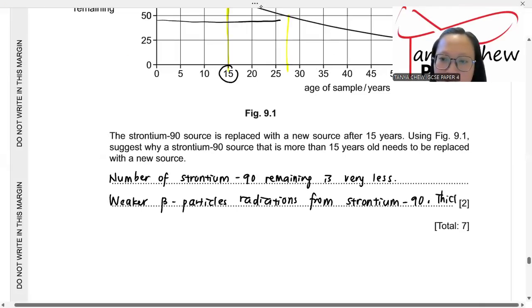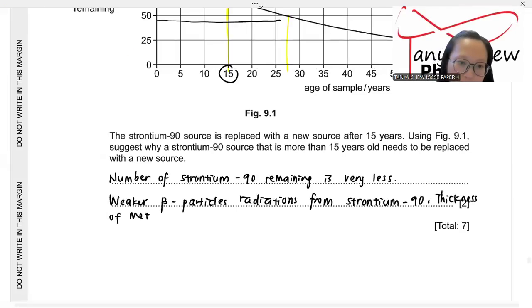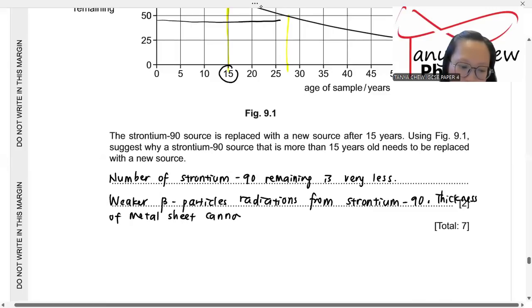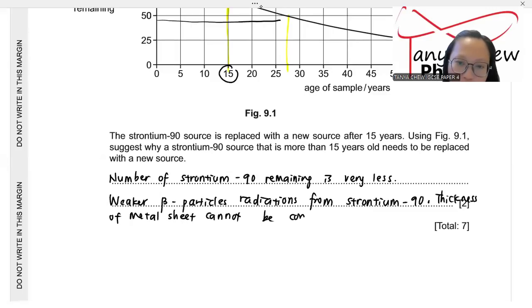So thickness of metal sheet cannot be controlled effectively. That's the answer.